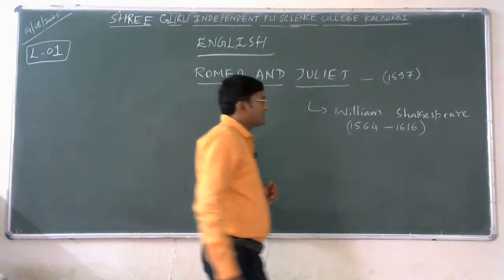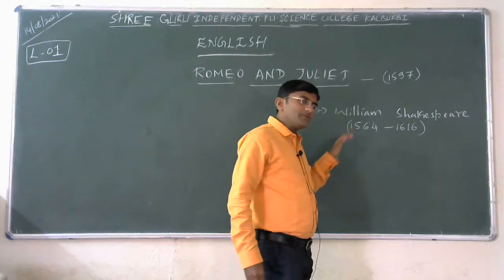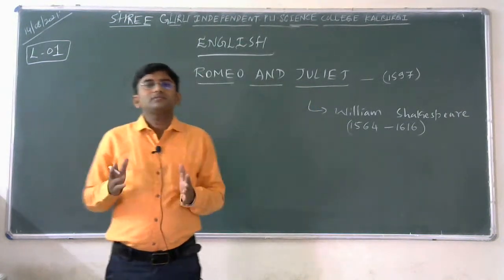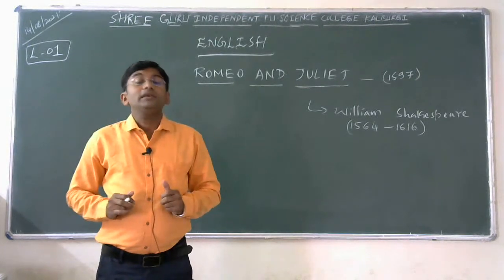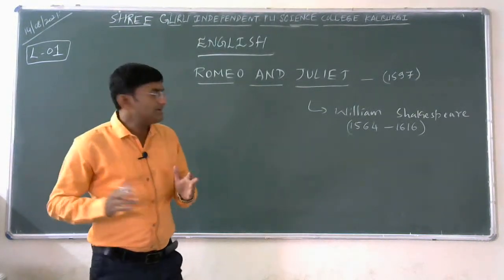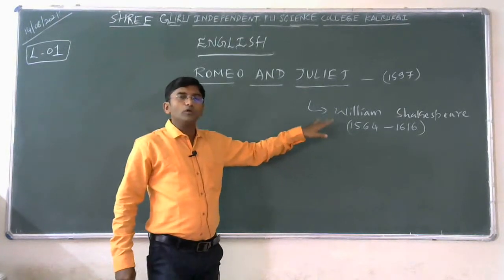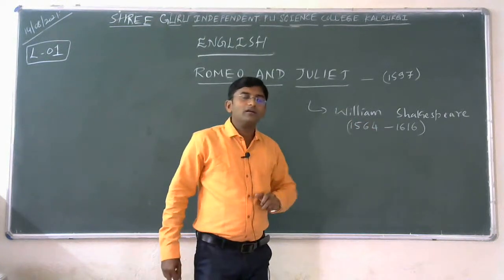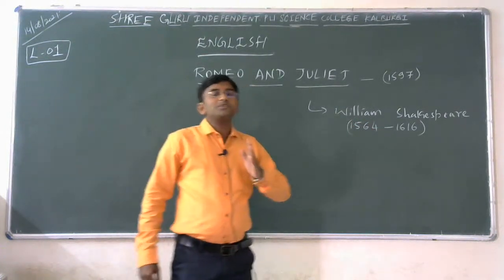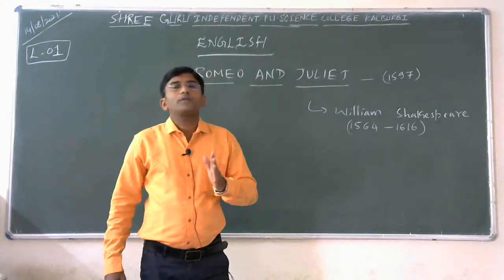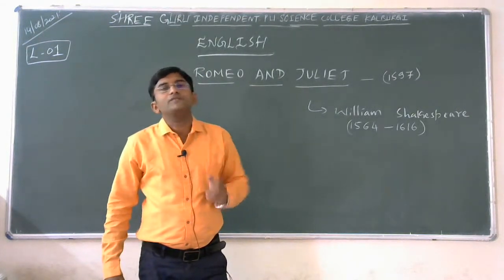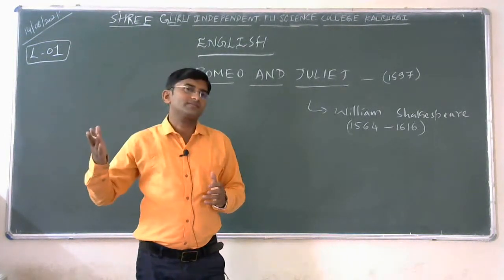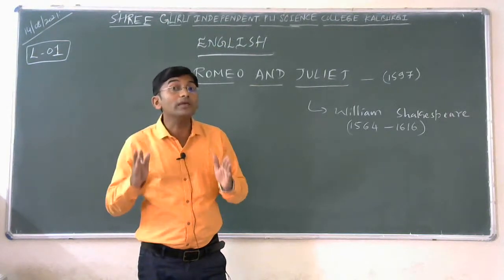But before that, who is William Shakespeare? Obviously, he is known as England's national poet. And moreover, he is the Bard of Avon. Whom do we call the Bard of Avon? William Shakespeare. Bard in the sense of poet. He is the composer of various verses and poems on heroic deeds.